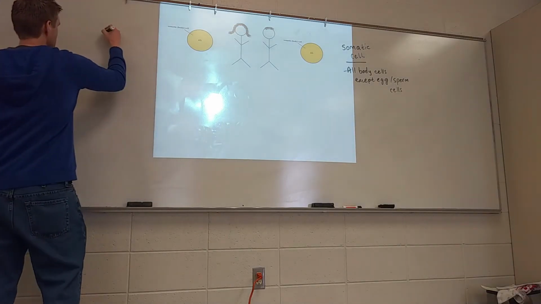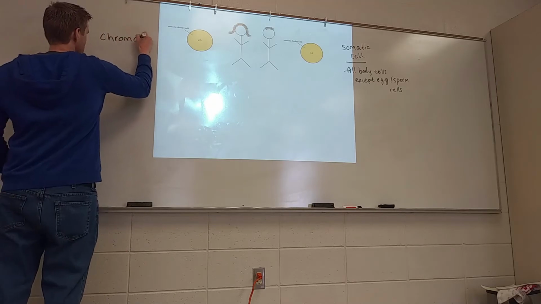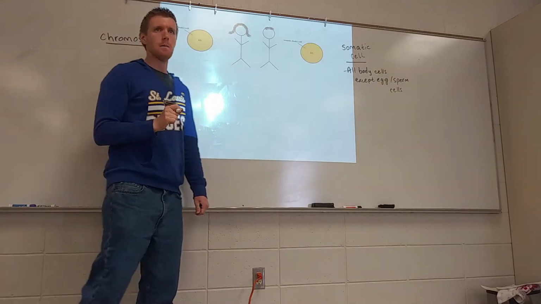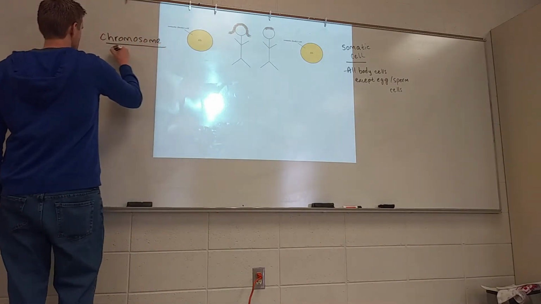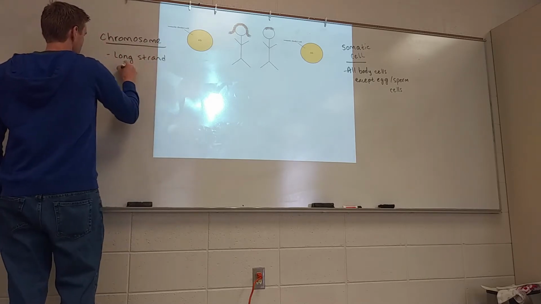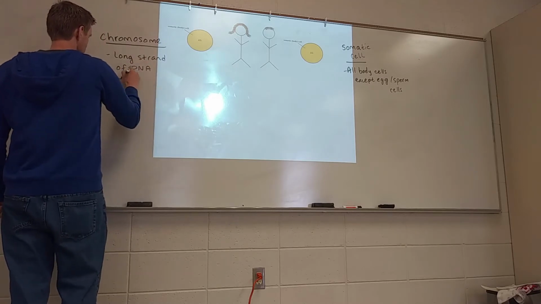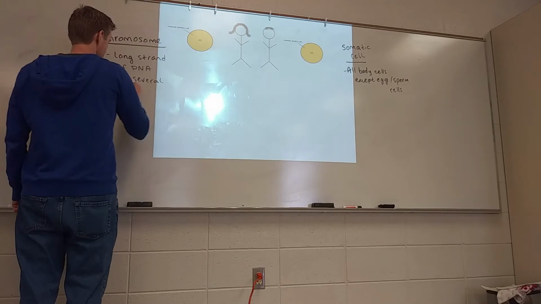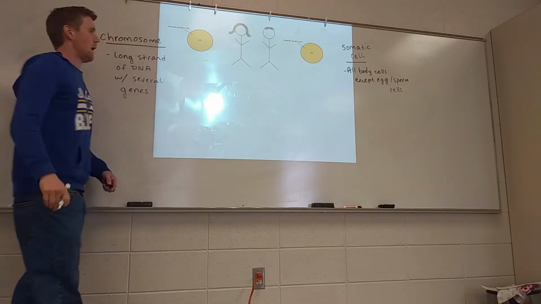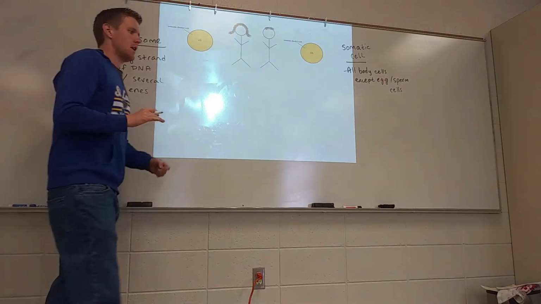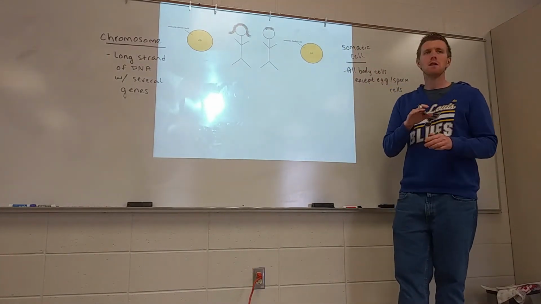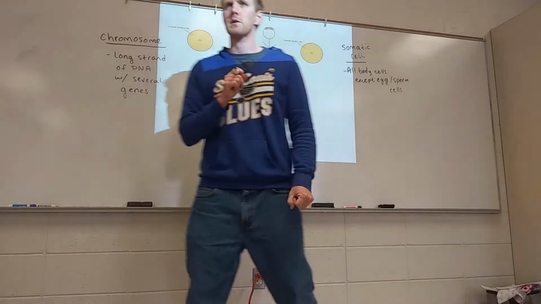That 46 represents the number of chromosomes in an individual somatic cell. What's a chromosome? A chromosome is a long strand of DNA with several genes. And I mean, it's a very long strand. It's a tightly wound strand of DNA, and you have many different genes on one single chromosome.